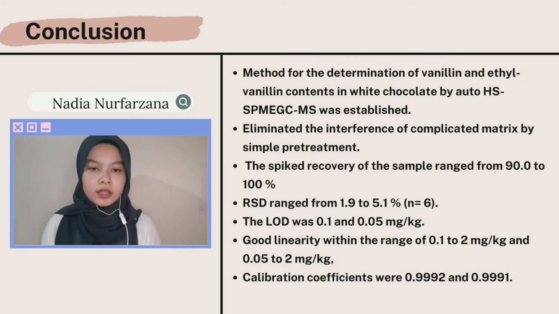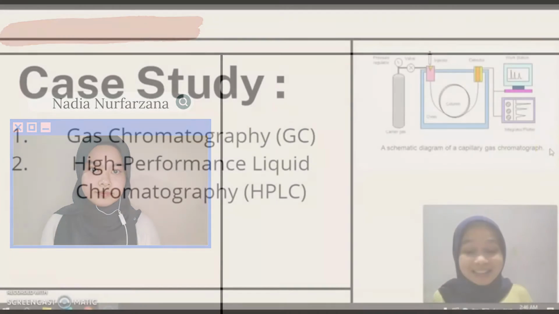Both vanillin and ethyl vanillin perform good linearity within the range of 0.1 to 2 mg per kg and 0.05 to 2 mg per kg, and calibration coefficients were 0.9992 and 0.9991 respectively.